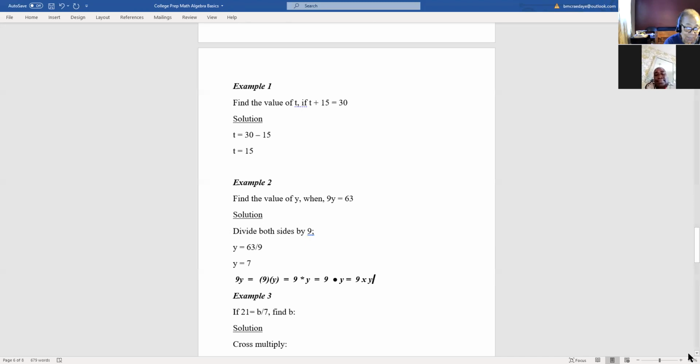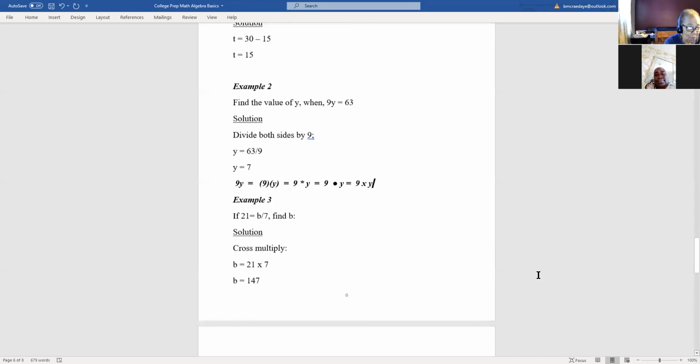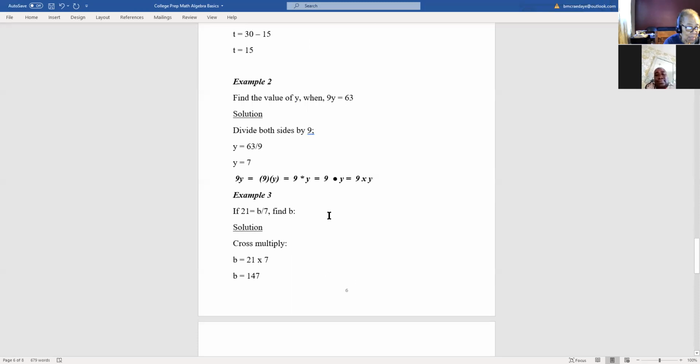Now what if it's division? 21 equals b divided by 7. What do you do? The division sign, the slash. Yeah, that's the division sign. So to solve for b, what do you do? Well, this is division, so you could multiply both sides by 7, and 7 over 7 is 1. You just have b left, and then 7 times 21 is 147. Or you could cross multiply.